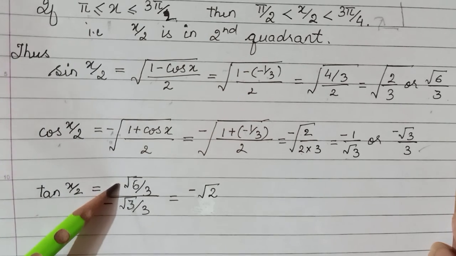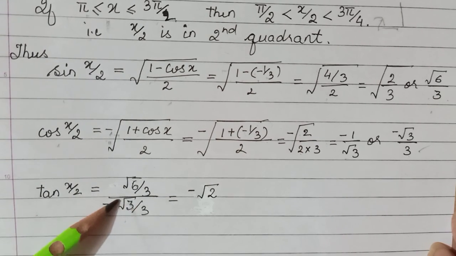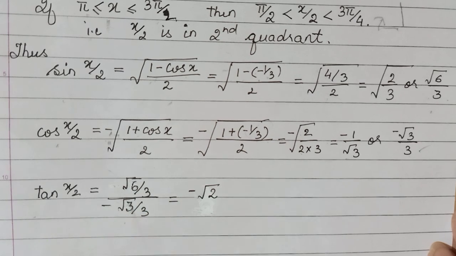Then again tan is sin upon cos. 3 root 3 would cancel out root 3 from here, so only root 2 remains.